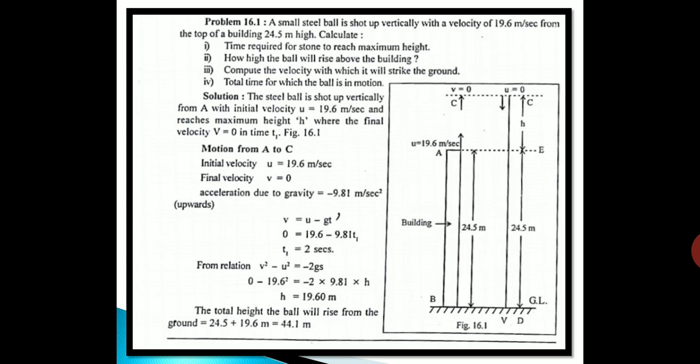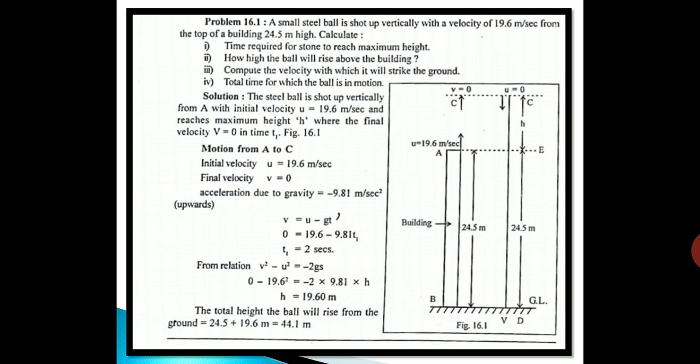We will use the relation v square minus u square is equal to minus 2gs, which is the modified equation. So here v square is 0, u square is 19.6 and minus 2 into 9.81, and here s is replaced by the height term, that is h. S represents the displacement. Here we are finding the height, so instead of using the term s, I have replaced it by the term h. Therefore again in this equation only h is the unknown, and we can find h very easily, which comes out to be 19.6 meters.